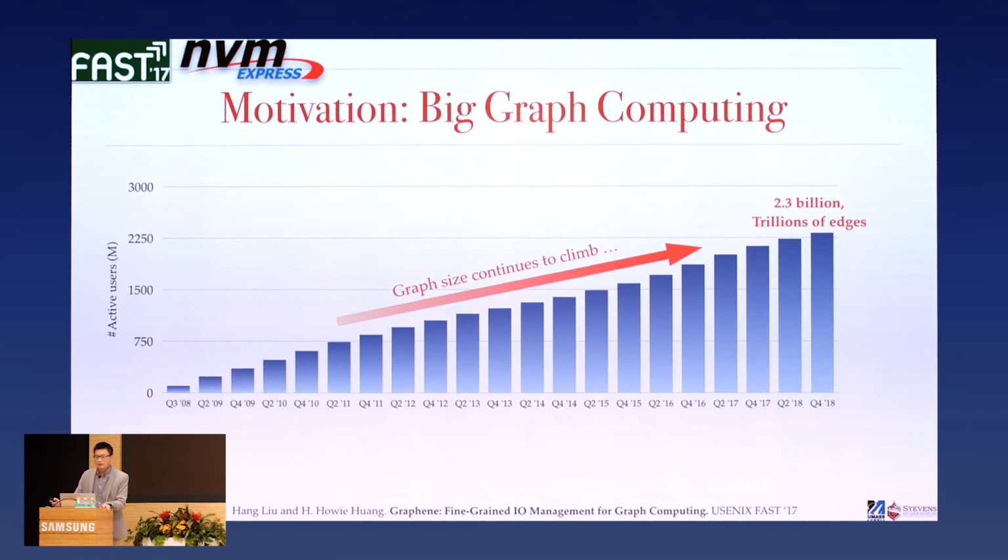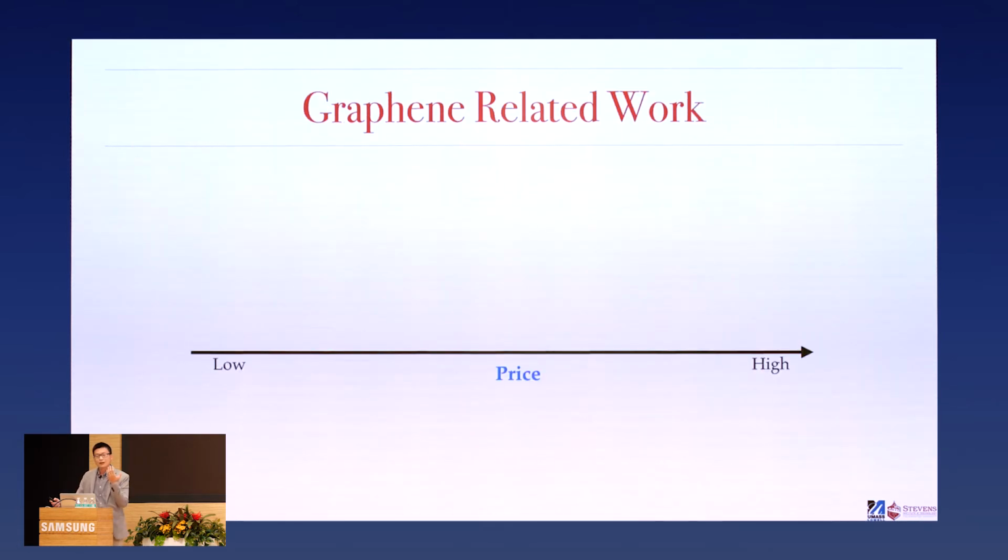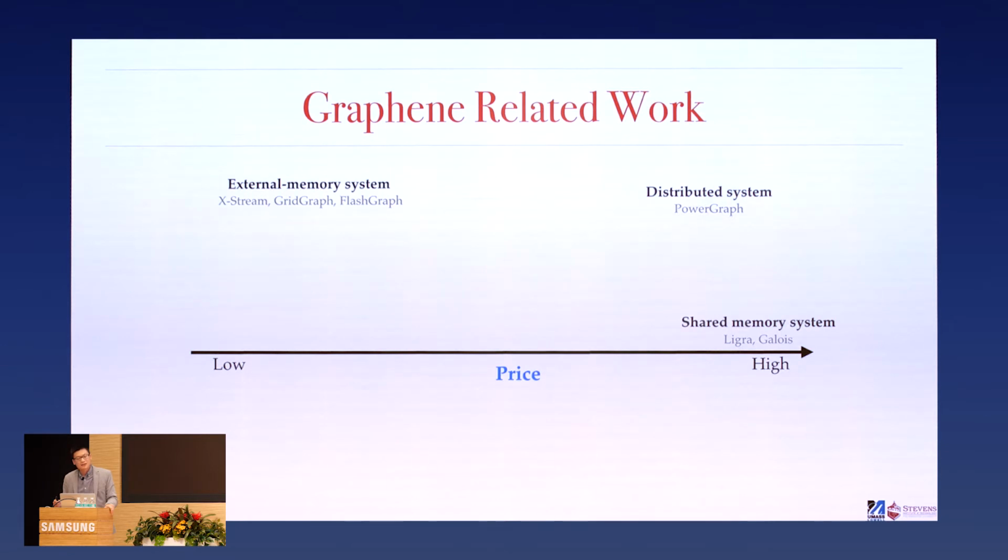Well, this is going to make you use some high-end shared memory systems to solve it, but it's going to be very pricey, right? Or you can use a distributed system with hundreds of nodes. It's also going to be very pricey. Or you can use external memory using SSD or HDD. It's definitely more cost-effective. But performance-wise, external memory is going to suffer because you have to access the data in a random way. How are you going to deal with it?